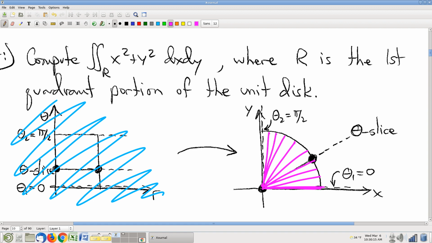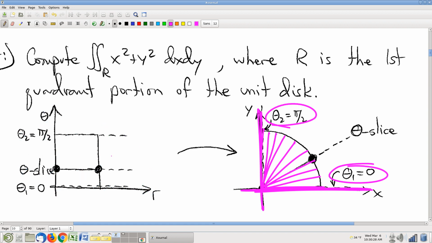Again, they're rays emanating out of the origin. And you can see my first slice is where theta is equal to 0. And my last slice is where theta is equal to pi over 2. Now, if you really want to, we can come over here and say that's exactly what we would have gotten had we been over here in the r theta plane. For whatever reason, you just really got to do that.